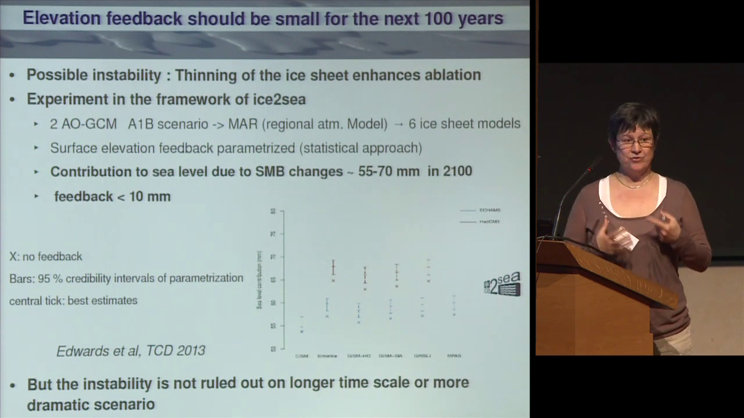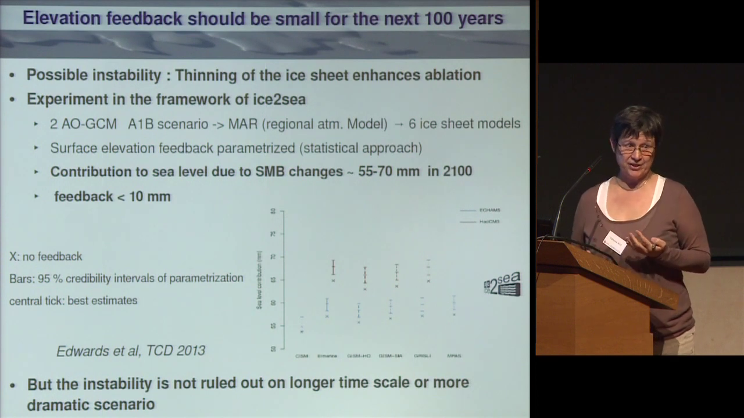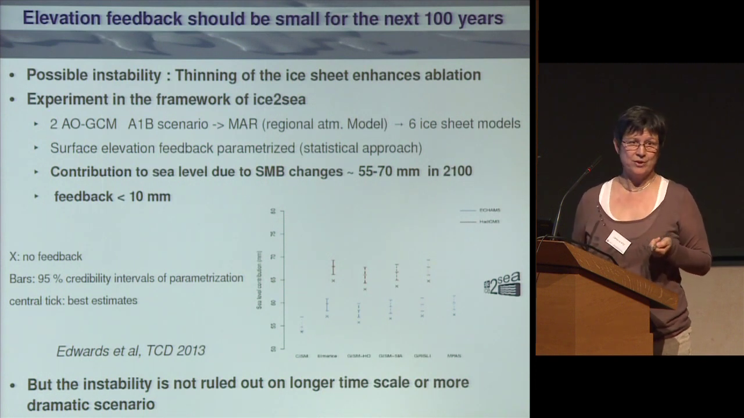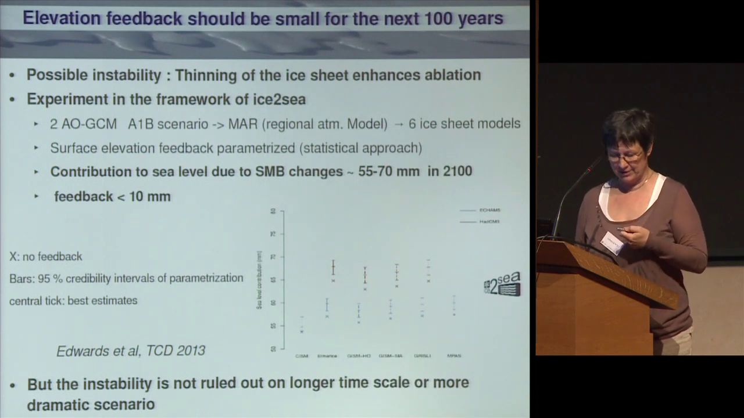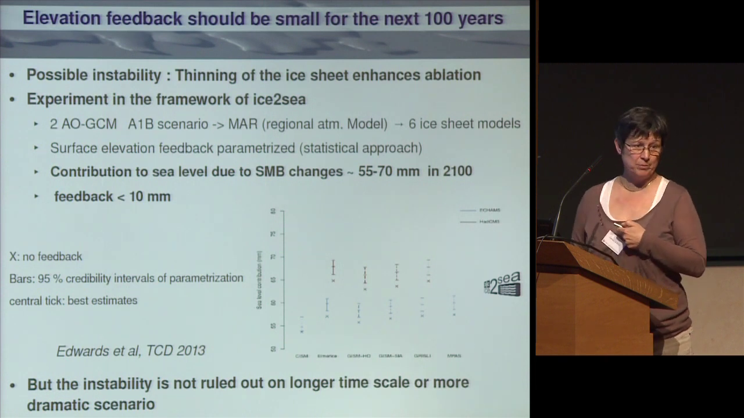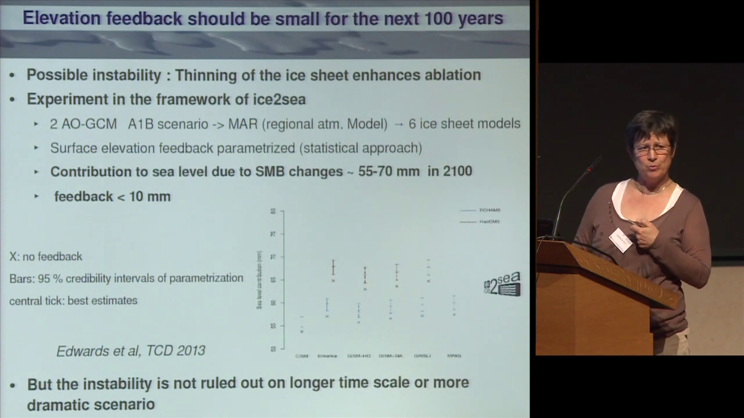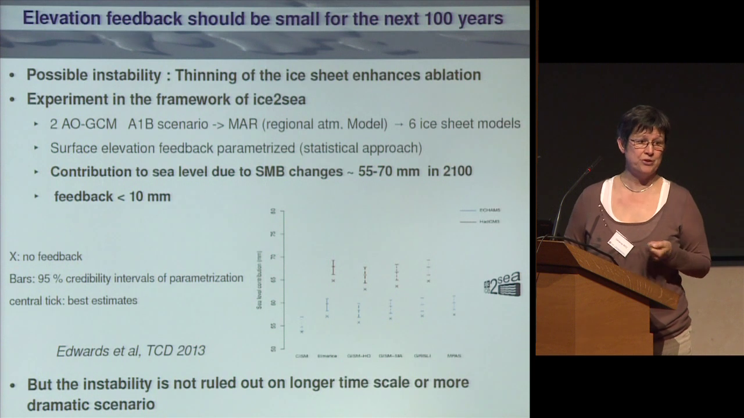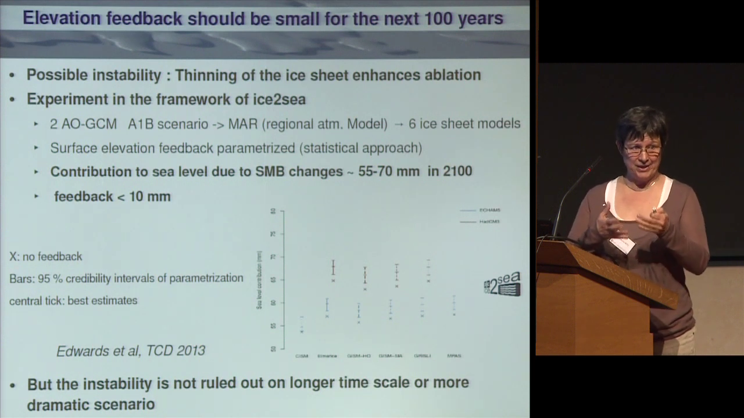However, this feedback is not important for the next century, nor for the century after, but it is not ruled out for a longer time. And if we had a more dramatic scenario, I remember this was for the A1B scenario, which is almost equivalent to RCP 4.5, but with a more dramatic scenario, maybe in 2 centuries, this feedback can play a role.